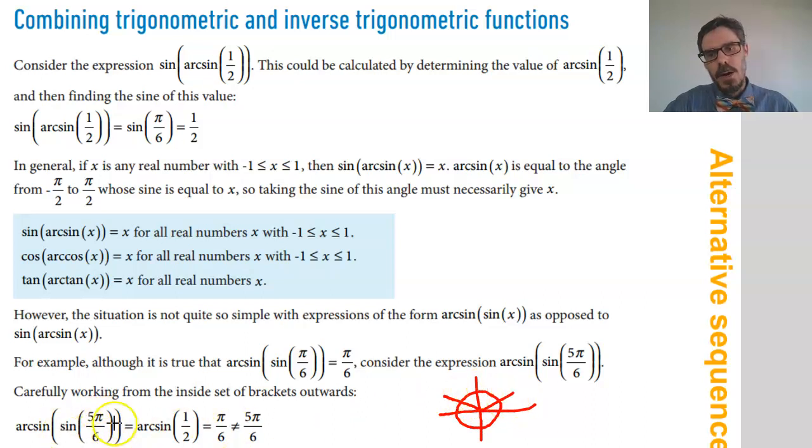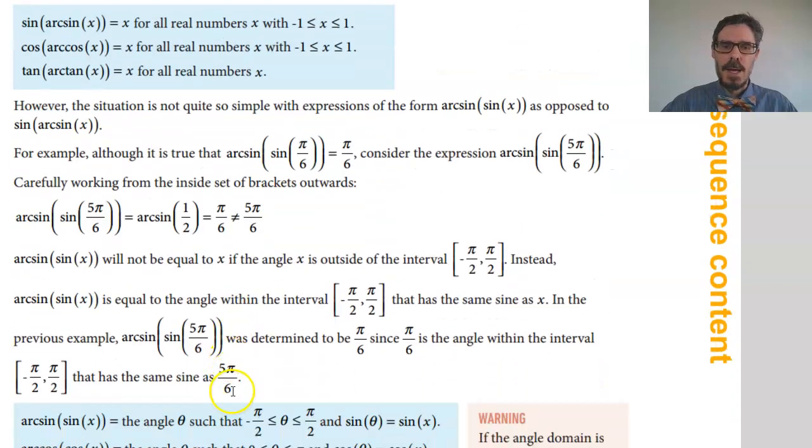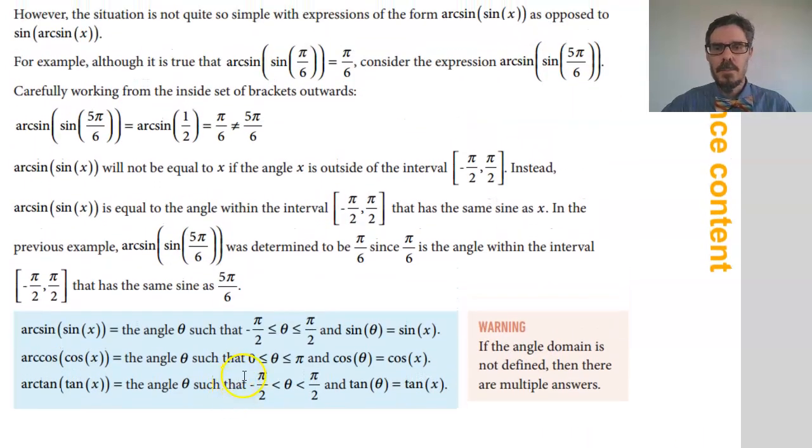So sine of 5 pi on 6 is equal to a half, and then arcsine of a half, by definition, gives me back pi on 6, the number between negative pi on 2 and pi on 2. Doesn't give me back this number. So arcsine of sine of 5 pi on 6 does not give me, necessarily, the number I started with, 5 pi on 6. Instead, it gives me back the reference angle between minus pi on 2 and pi on 2 that has the same sine value.